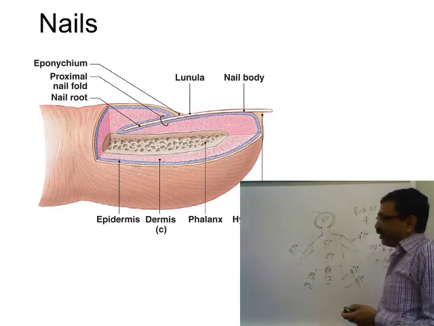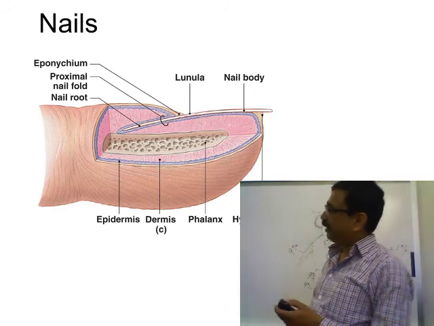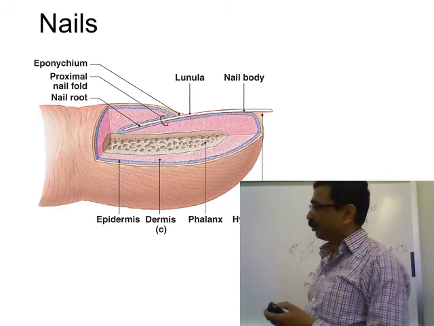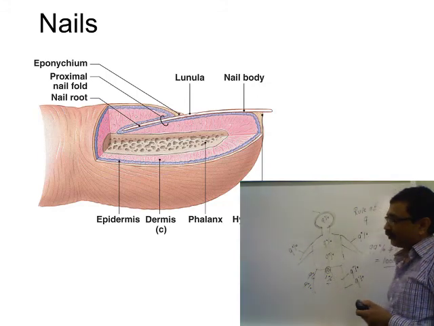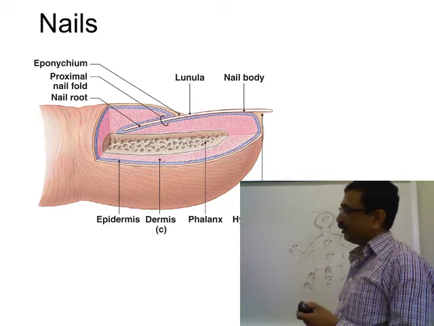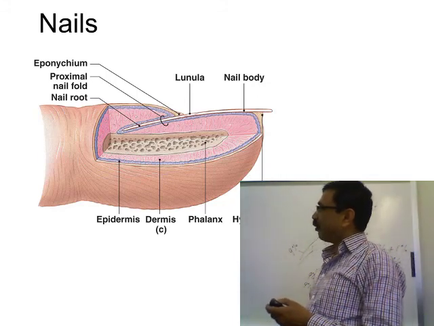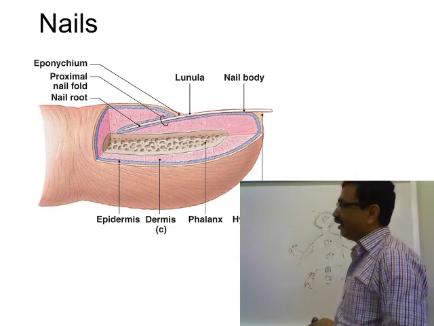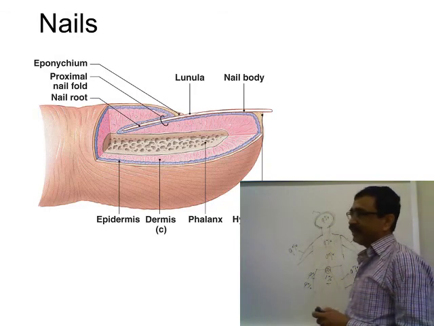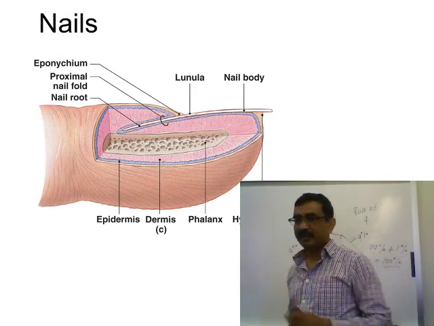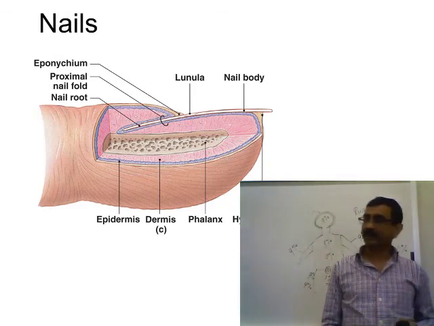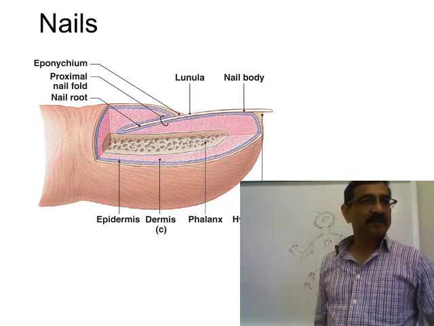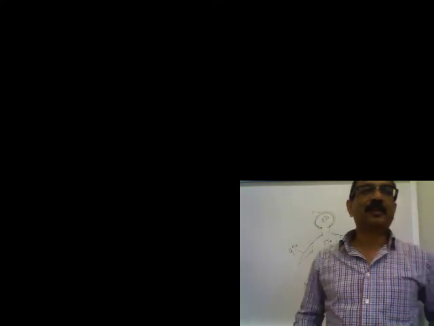Small amount of tissue that connects the free edge to the fingertip, that is called hyponychium. The small amount of tissue, you see that, connects the fingertip to the nail. And small amount of tissue that connects the lunula to the skin, that is the eponychium. So those are small tissue structures. Okay, so that's about all about the nail.